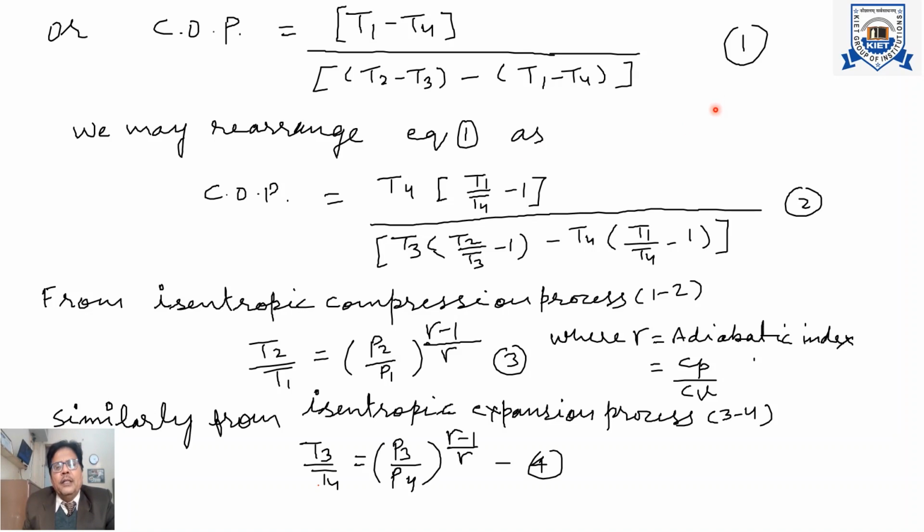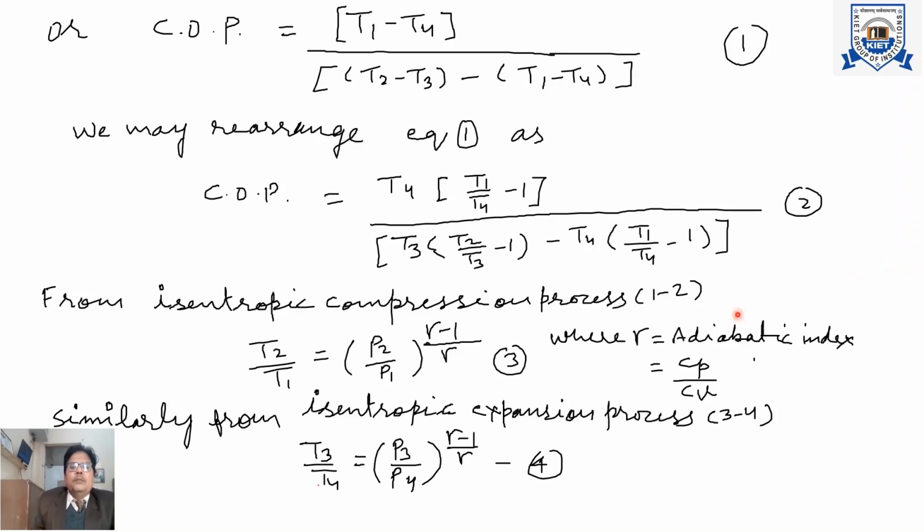Now we rearrange equation 1 as equation 2. We take T4 out from the numerator, so it becomes T4 [(T1 over T4) minus 1], and in the denominator we take T3 out as T3 [(T2 over T3) minus 1] minus T4 [(T1 over T4) minus 1]. So this is equation number 2.